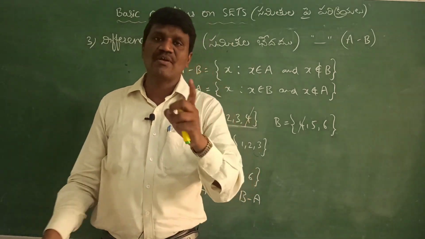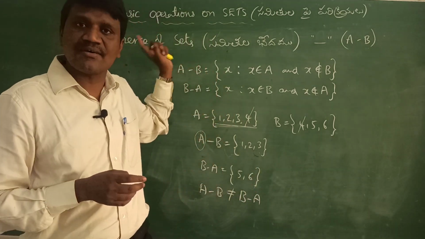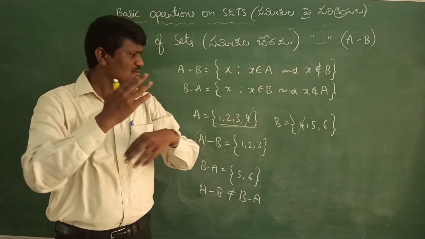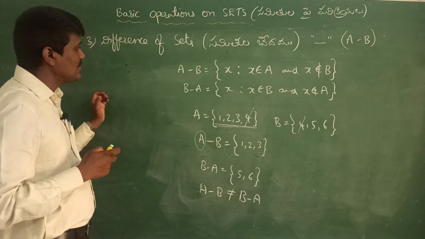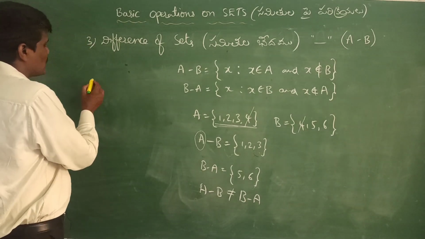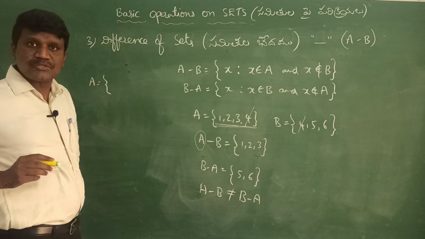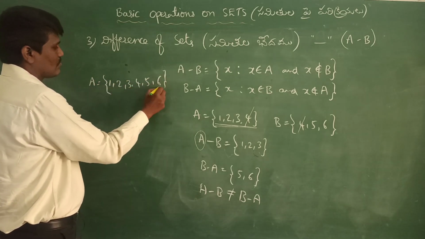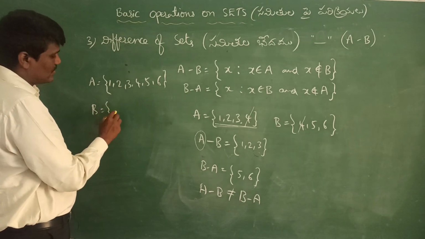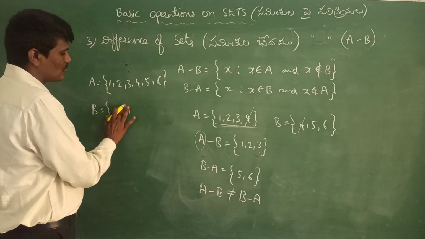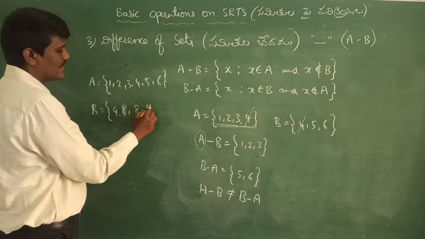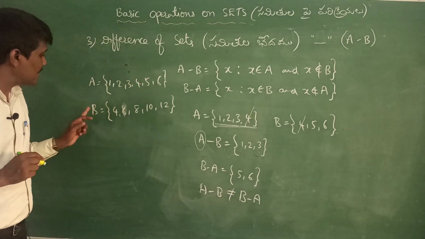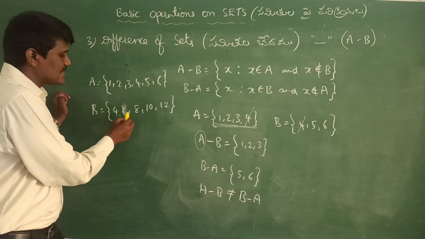So definitely a question will be asked from the difference of sets. This time I am expecting a question from the difference of two sets. Now let us take some more examples, because this is the most important one. I'll take an example like this. Suppose A is equal to 1 2 3 4 5 6 and B is equal to 4 6 8 10 12.